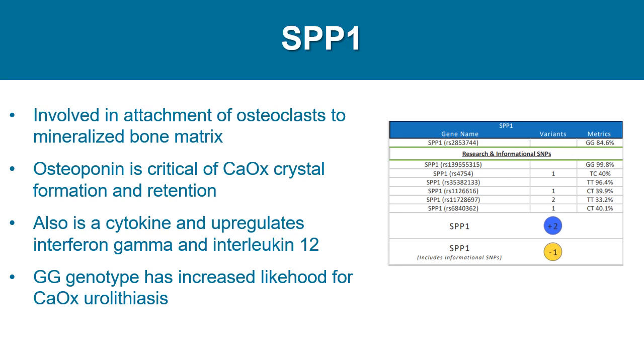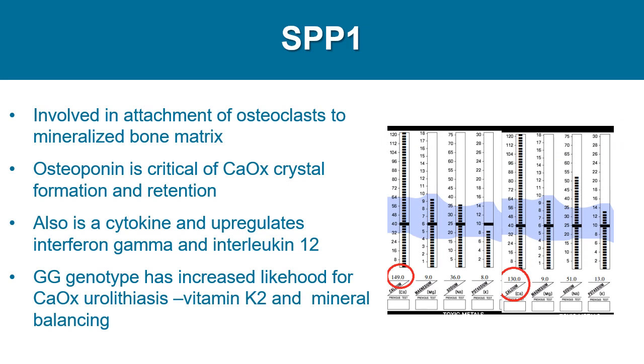It can also upregulate the expression of interferon gamma and interleukin 12. Studies have shown that the GG genotype for RS2853774, which is this first one here, increases the likelihood of calcium oxalate urolithiasis. Again, it's involved in the attachment of osteoclasts to the mineralized bone matrix, but unfortunately it's also seen with things like osteoporosis and osteopenia, which my mother has. It does concern me about my predisposition for that as I get older. But it also increases the likelihood of calcium oxalate urolithiasis, which is probably why I had all the urinary pain and a lot of UTIs in the past.